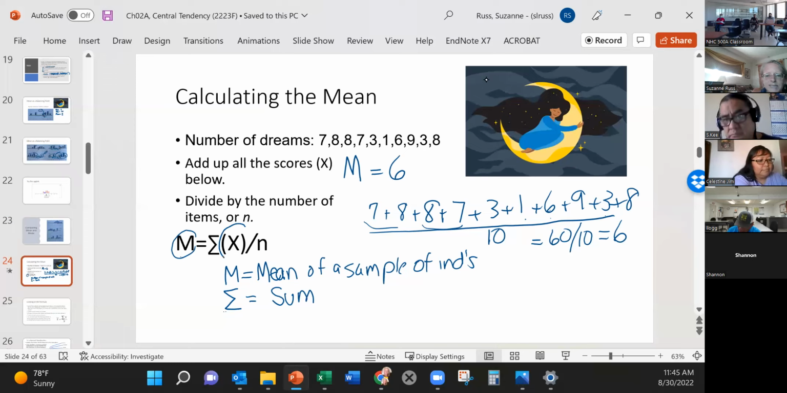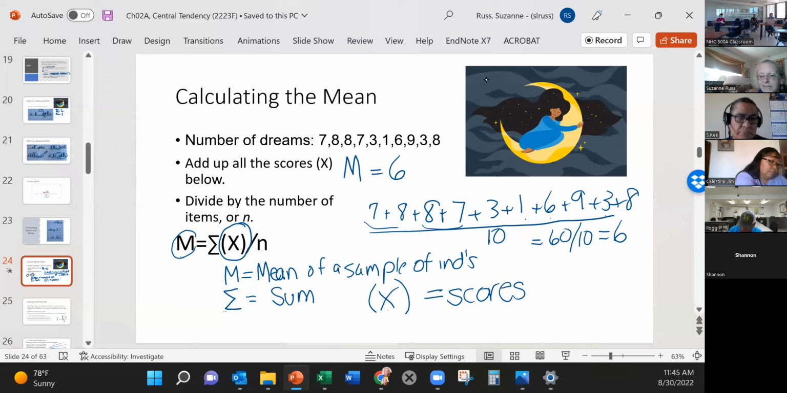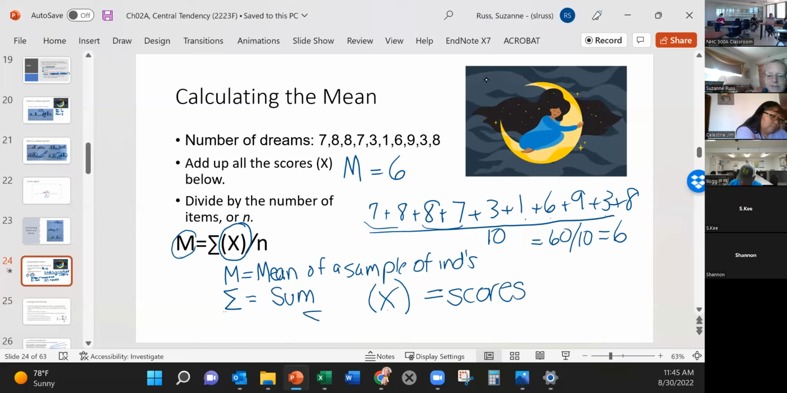When we see this, X stands for scores, all the scores. So what this means is if we see something like this, sigma sign with this X after it, it means we're going to add up all the scores.